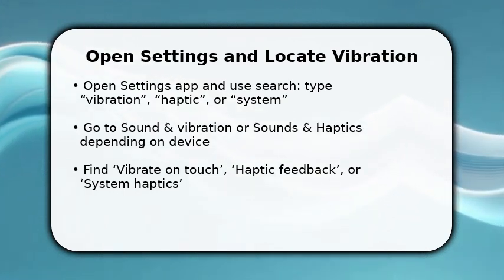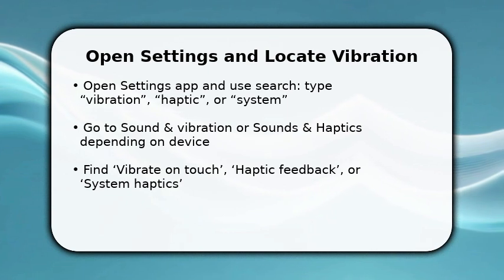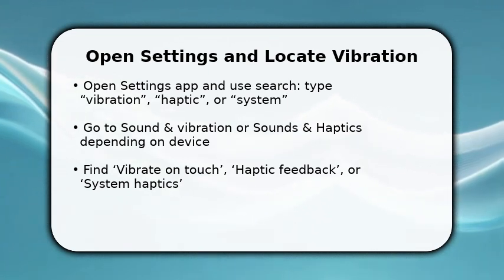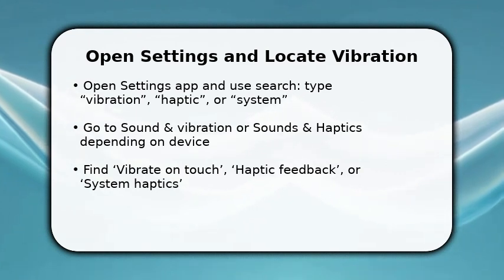Make sure you're in the main system settings, not in app settings, then locate the toggle labeled Vibrate on Touch, Haptic Feedback, or System Haptics, and keep the screen visible so you can switch it off in the next step.